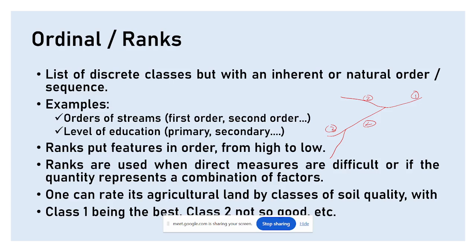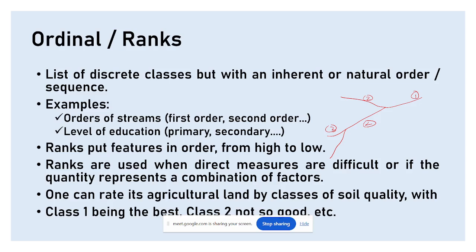Then we have level of education. So you have the primary, secondary, like that. So there is some kind of hierarchy there, or basically the order that you're giving, the rank that you're giving. Okay. So ranks put features in order, that is from high to low.